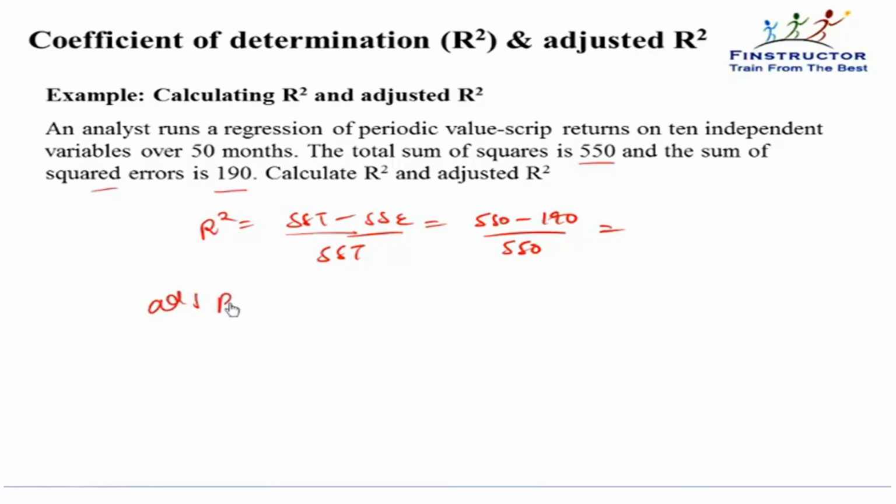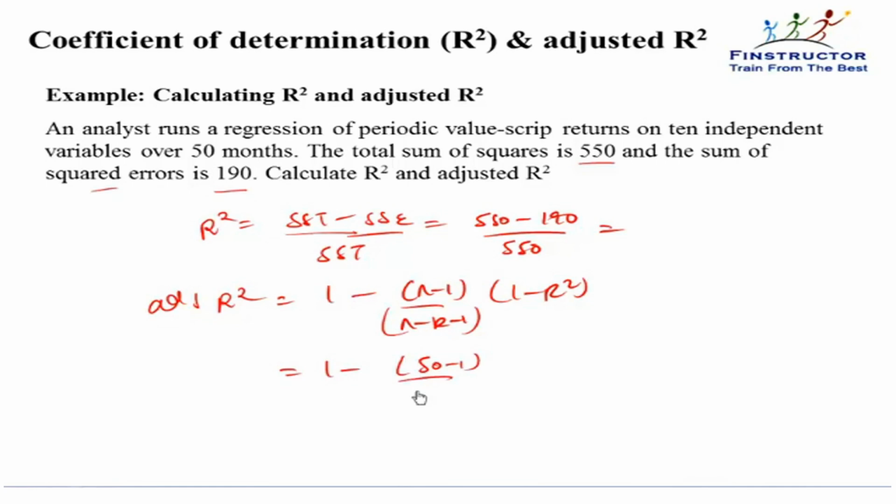The adjusted R square is calculated as 1 minus n minus 1 upon n minus k minus 1 into 1 minus the original R square. Again, this will be calculated as 1 minus 50 minus 1 upon 50 minus 10 minus 1 into 1 minus the R square, that comes out to be 0.654. The adjusted R square would be 1 minus 0.654, that is 0.566.